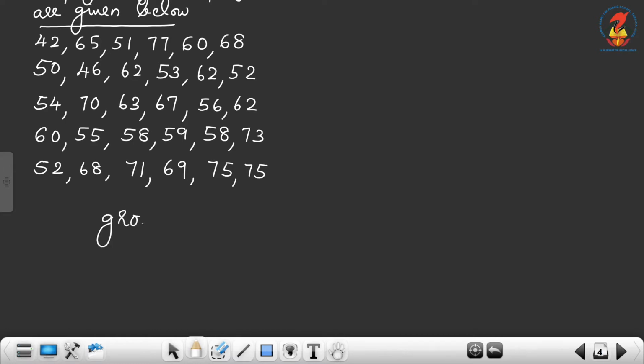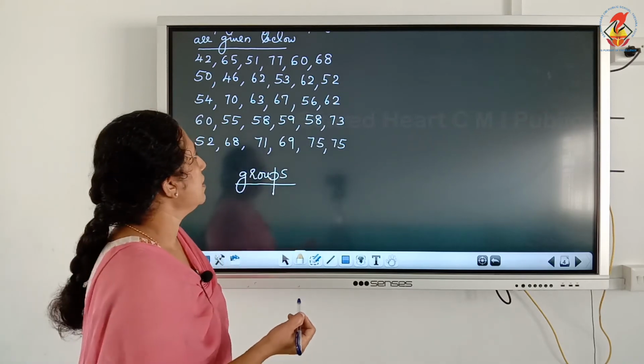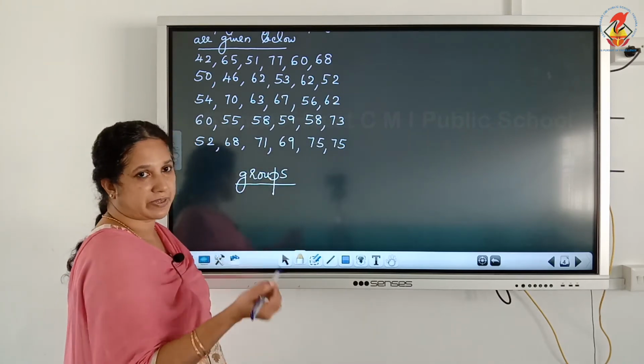We have to make groups. That means the data should be divided into different groups. Now, we can look into how we can make it into different groups.